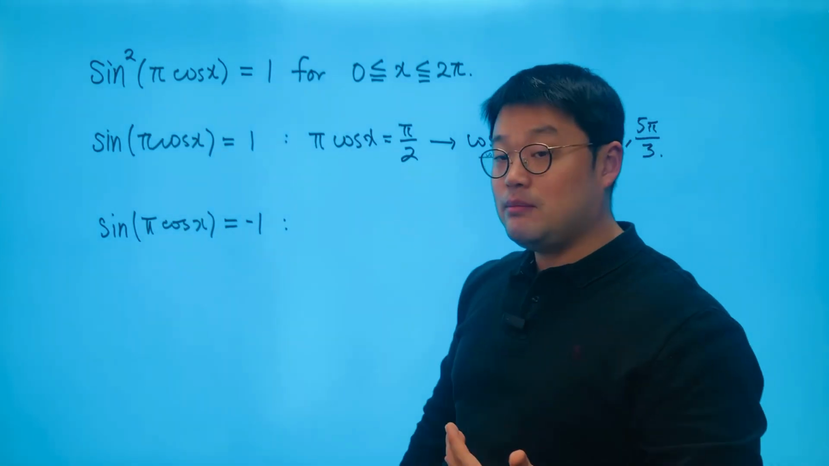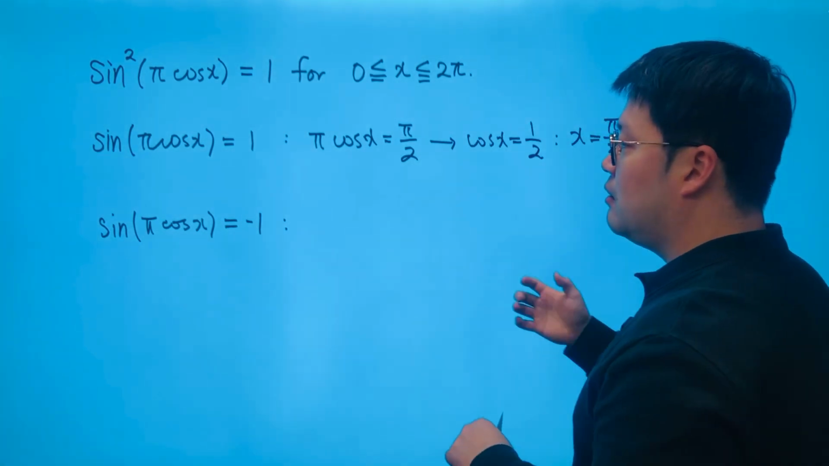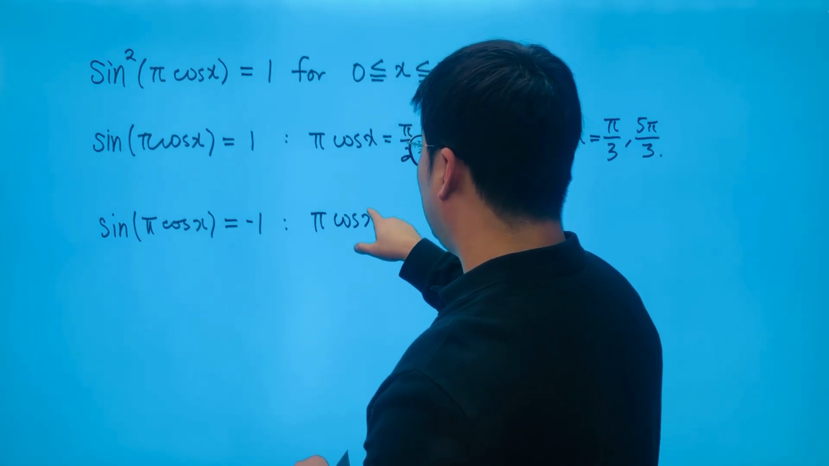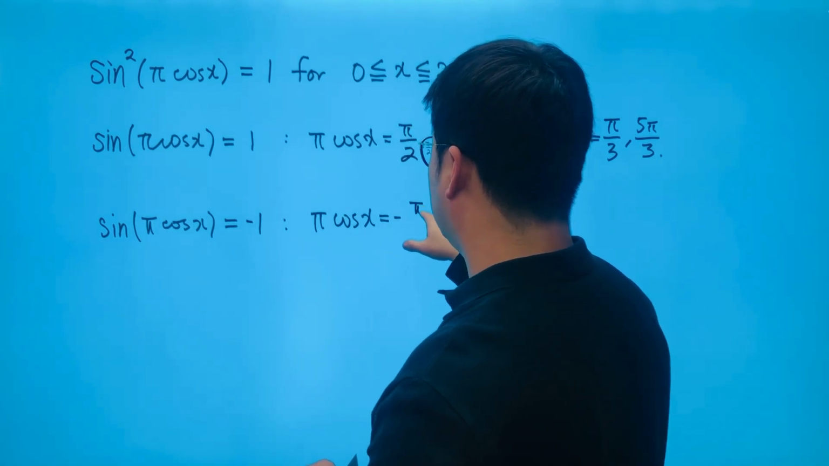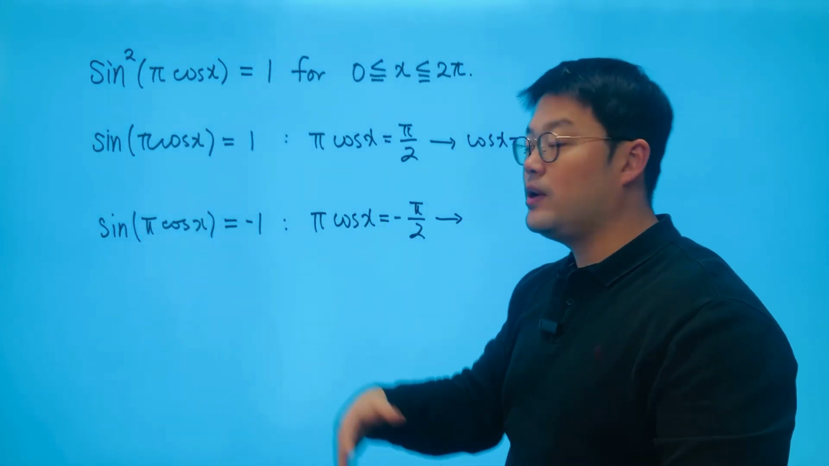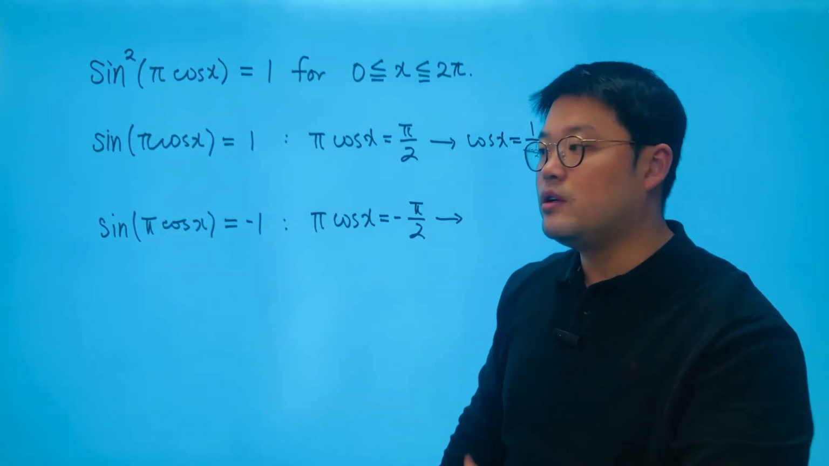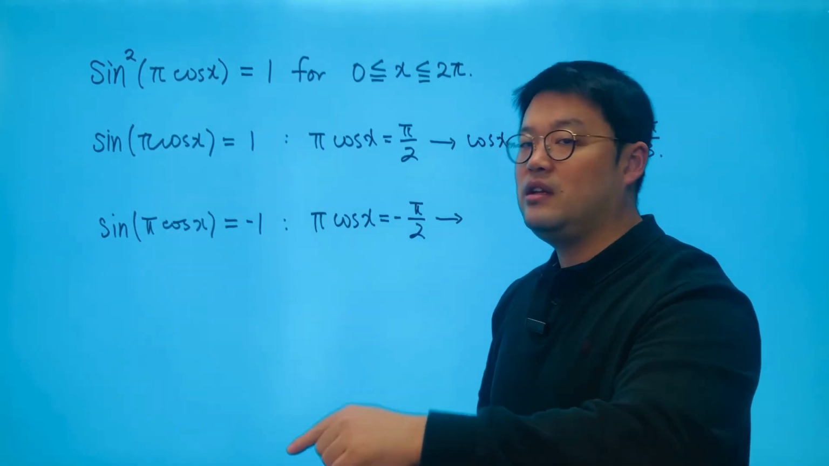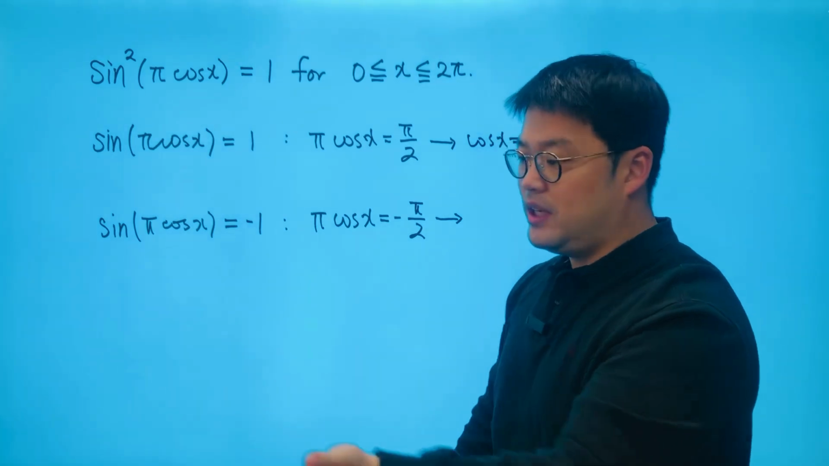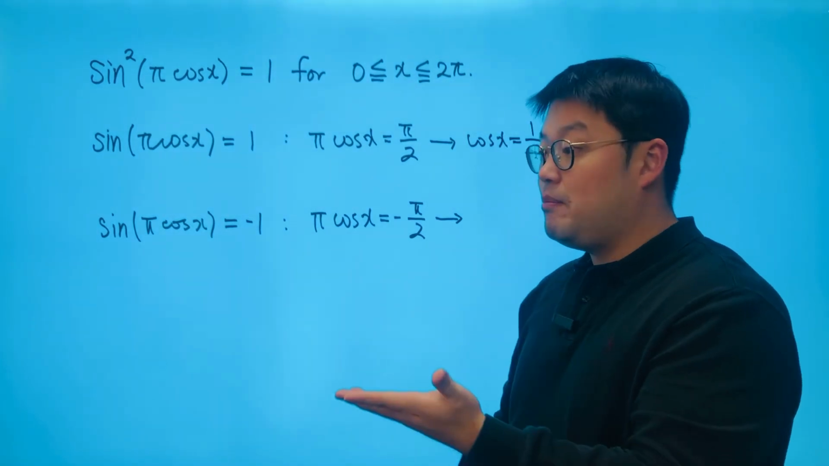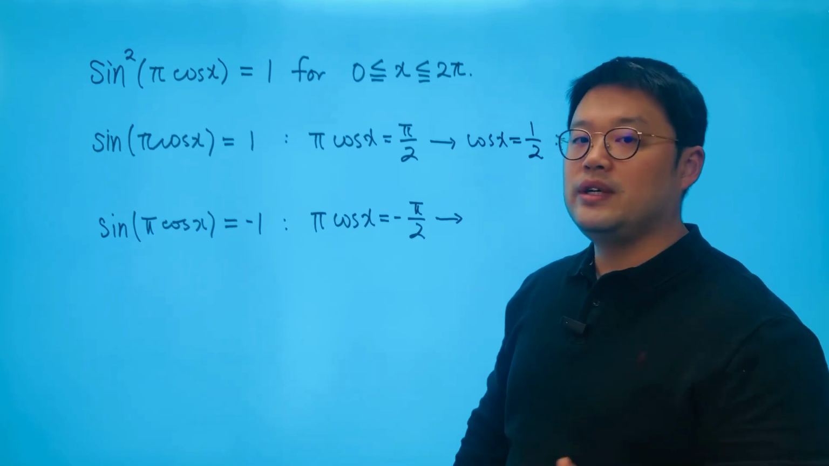Now, what else do we have for this one? Sine of pi times cosine x equaling -1. Well, pi cosine x becomes negative pi over 2. How do I know that? It could be 3 pi over 2, 7 pi over 2, 11 pi over 2, and so on. But if you go below 0, we can find negative pi over 2, negative 5 pi over 2, and so on.